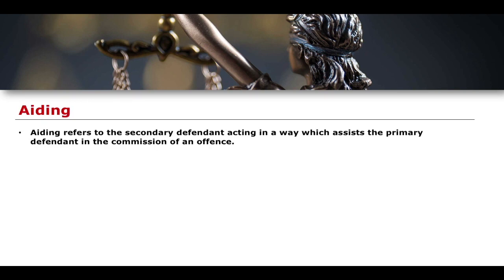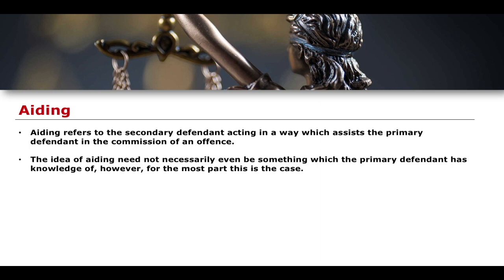Now, what do these terms mean? That's the first question that we should really ask. Well, the first one, aiding, essentially refers to a secondary defendant, so somebody who is party to a crime, acting in a way which assists the primary defendant in the commission of an offence. Very simple. They aid the other individual in the commission of an offence.